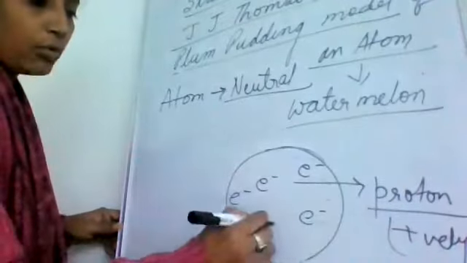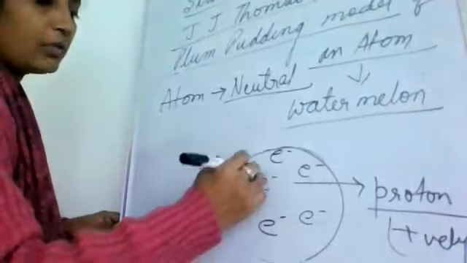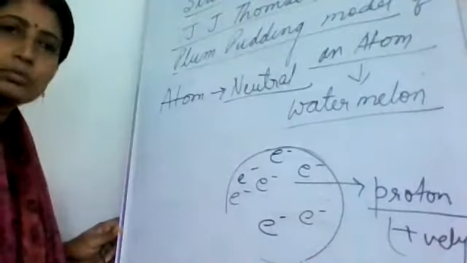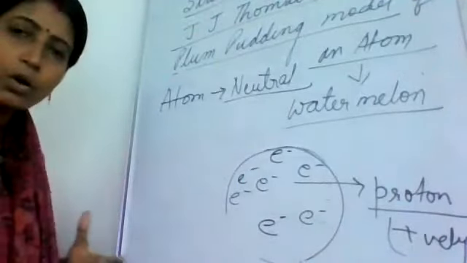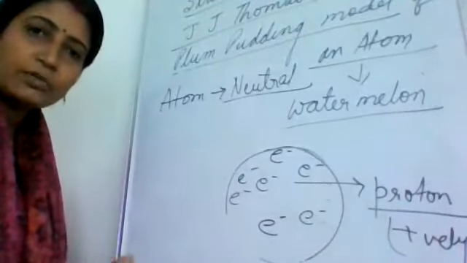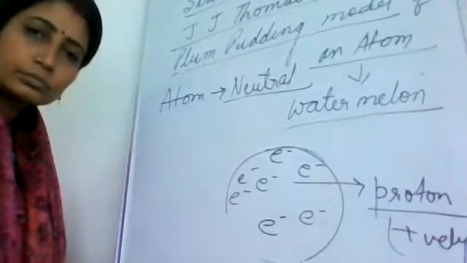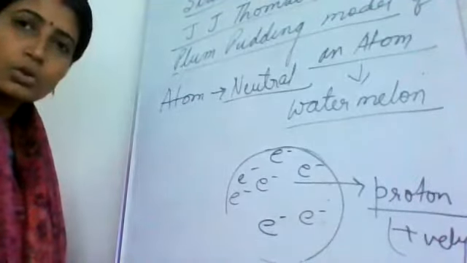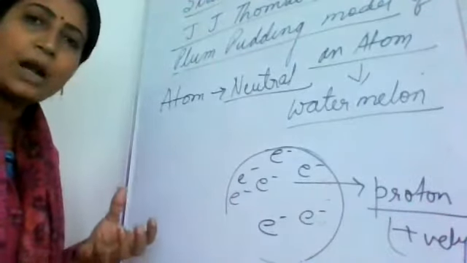Now let's look at his model. Why is it said to be like a watermelon? You have seen watermelon. All of you have seen it, and you might have eaten it also. So the edible part is the red part.